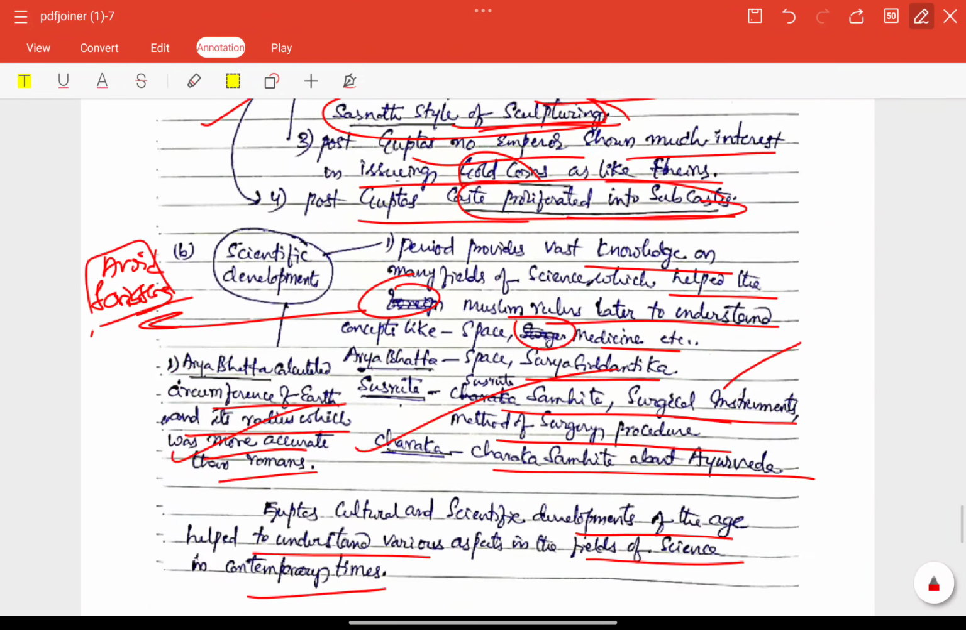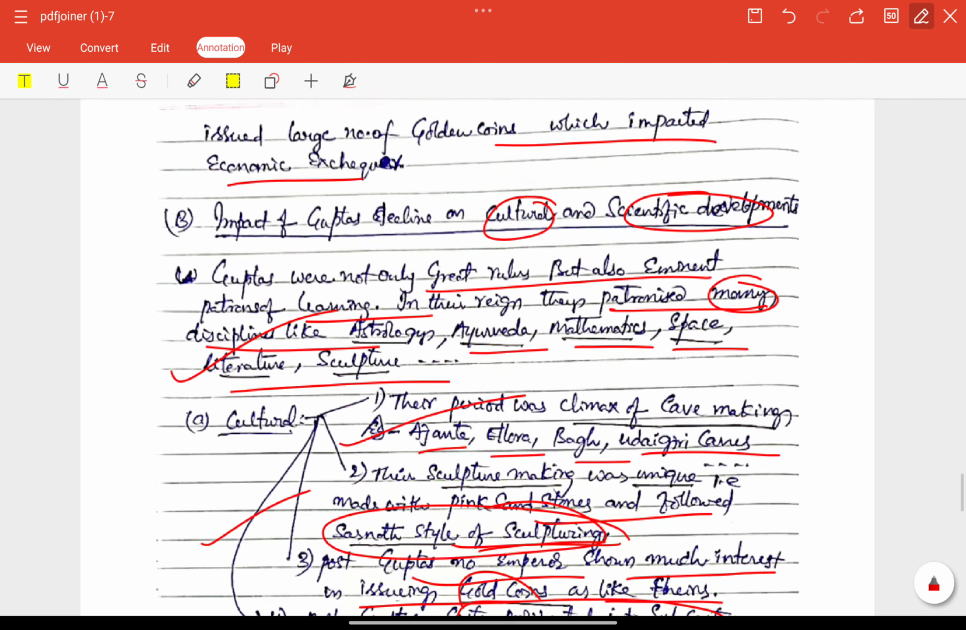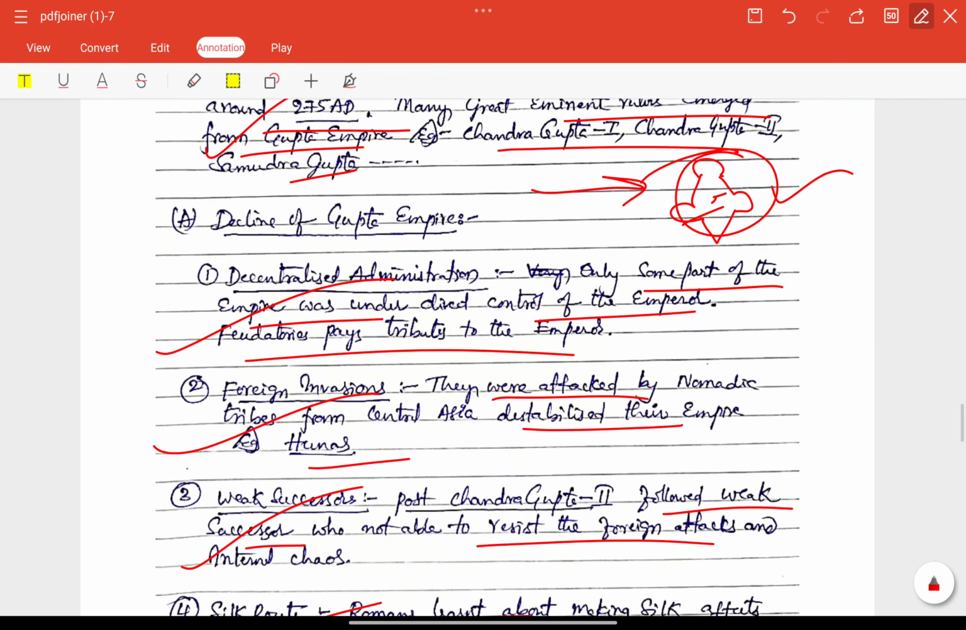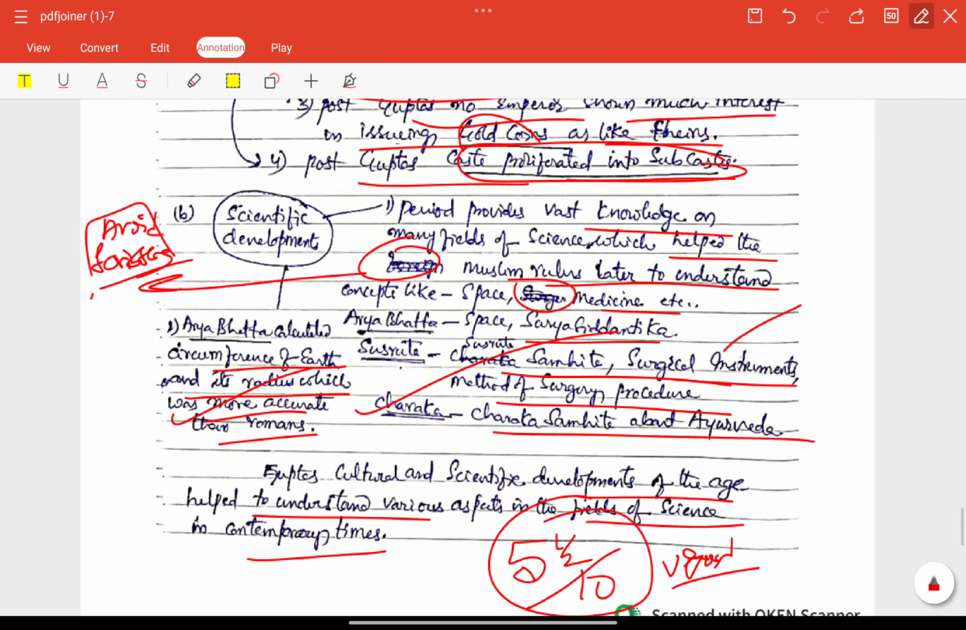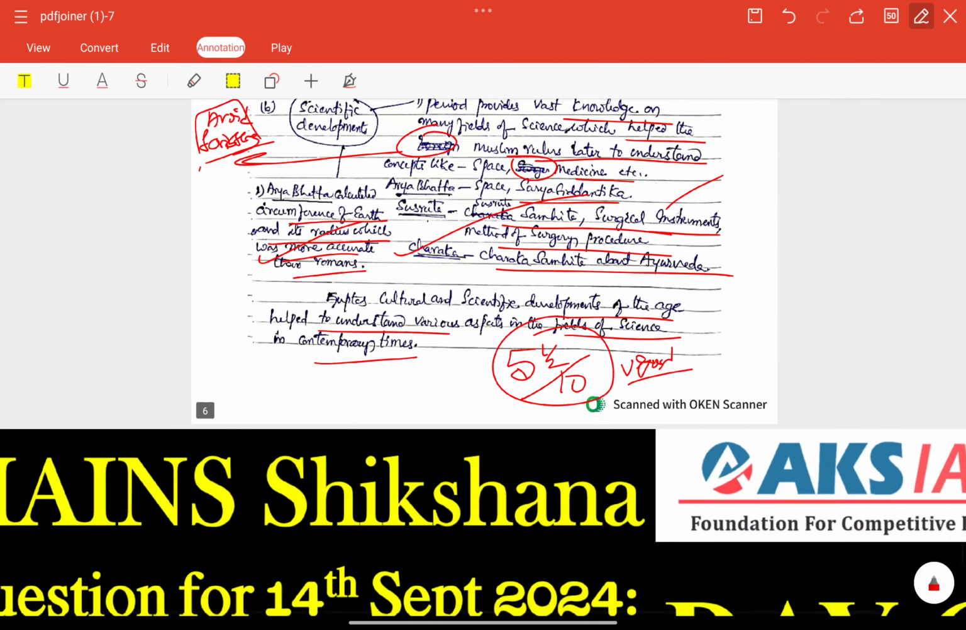Overall, for this answer, we can give 5.5 out of 10 marks, based on providing good information and examples here. Other than that, a small map needs to be included. Other than that, everything is okay. So keep it up. Good, the writing skills are improving.